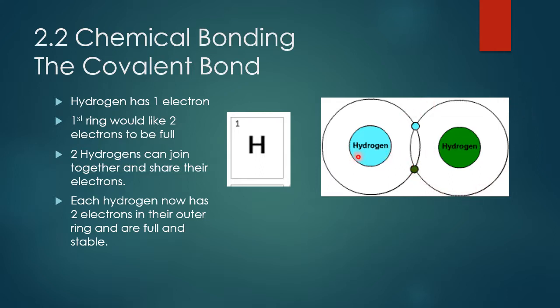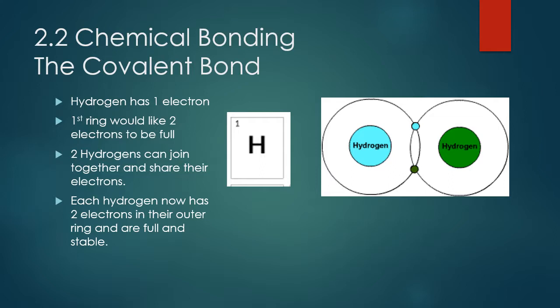Now the 2 hydrogens, when they get close together, can share these 2 outer electrons, and so each of these electrons will then equally go between the 2 hydrogens. So the green and the blue electrons will both go around this blue hydrogen, and the green and blue electrons will also both go around the green hydrogen. So each hydrogen now has access to 2 outer electrons, 2 electrons in their outer ring.